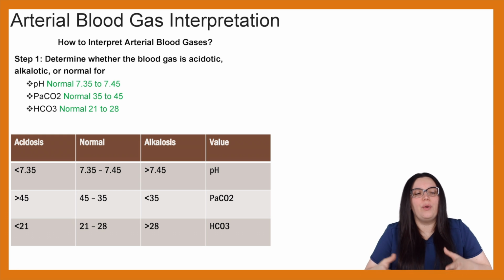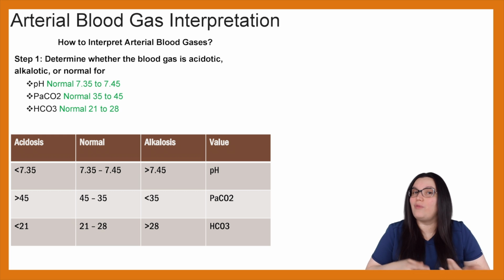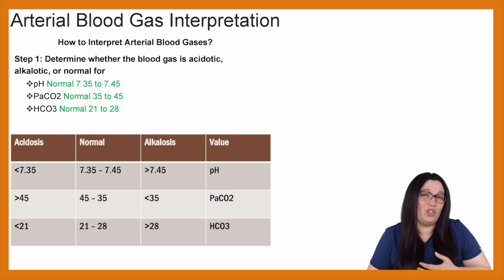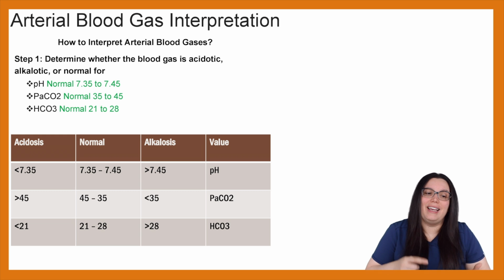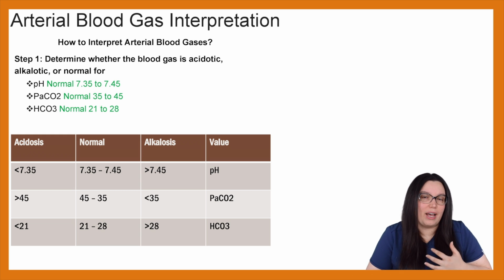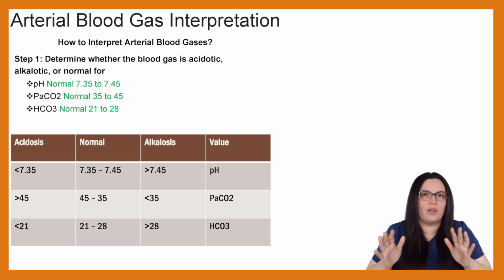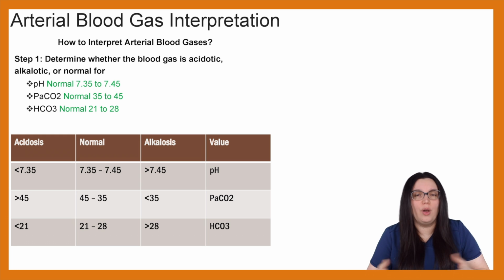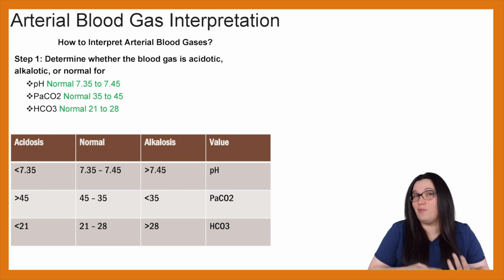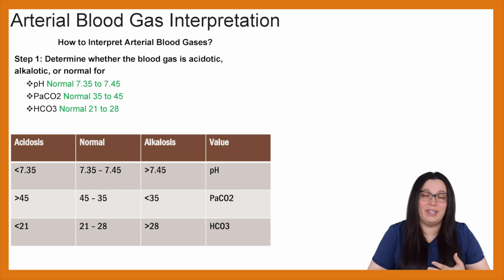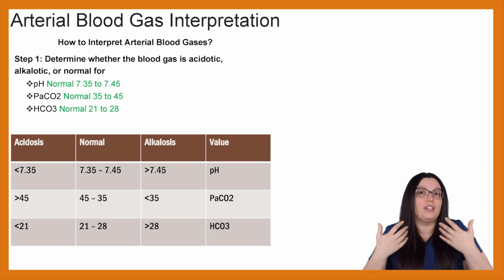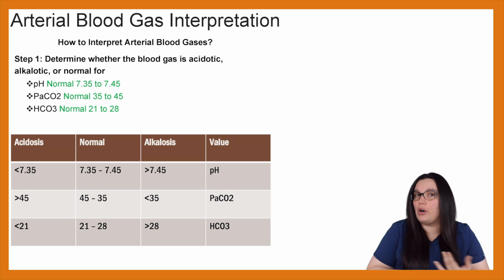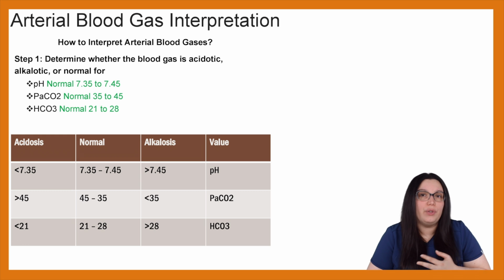Step two, we're going to determine the source. Is it a respiratory source? Is the CO2 out of whack? Is it a metabolic source? Is the HCO3 out of whack? So depending on which one of our values is abnormal will help us determine whether it is a respiratory or metabolic reason. And lastly, step three, is the patient compensating? So are they partially compensated or fully compensated? And we're going to be discussing that a little bit later.